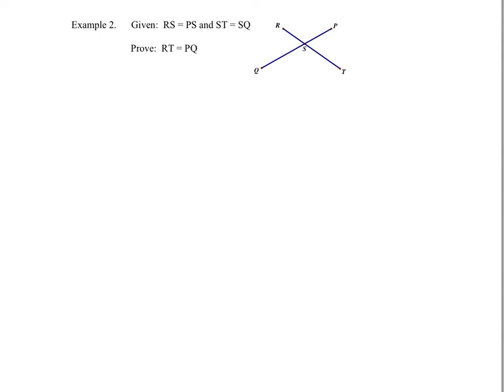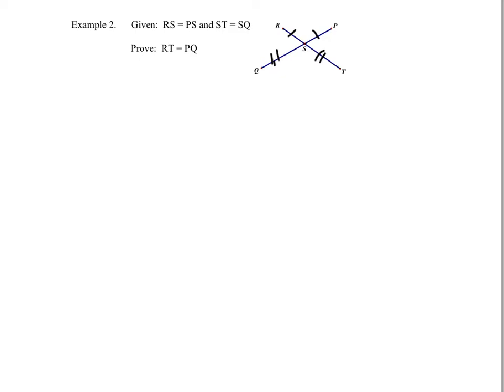In our second example, we're given that line segment RS, which is this little segment right here, is equal in measure to line segment PS. We're also told that line segment ST is equal in length to line segment SQ. So it's not a bad idea, when you first read your given information, to mark it in the diagram. And we're asked to prove that line segment RT, that whole line segment from R through S to T, is equal in length to line segment PQ.